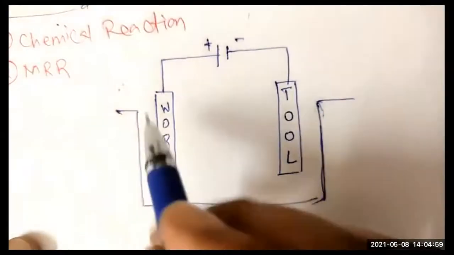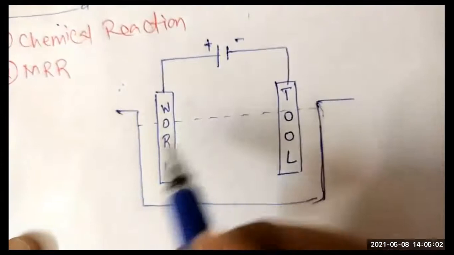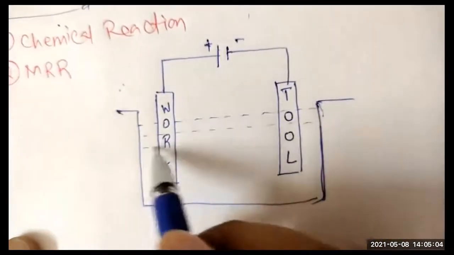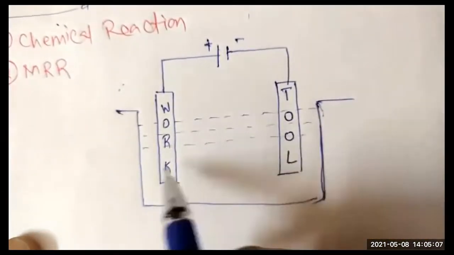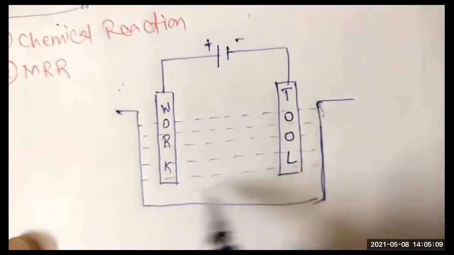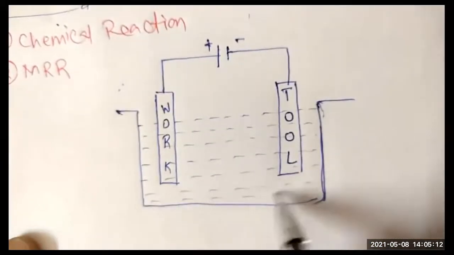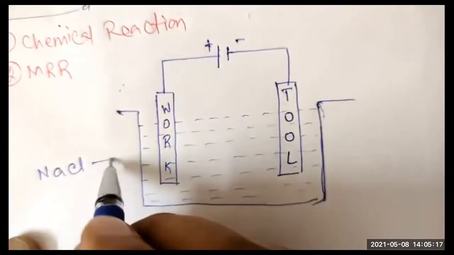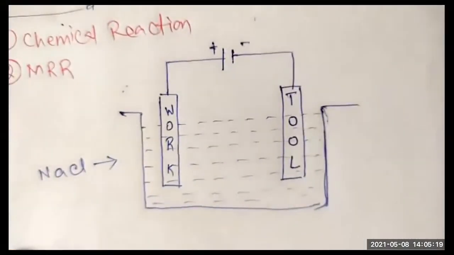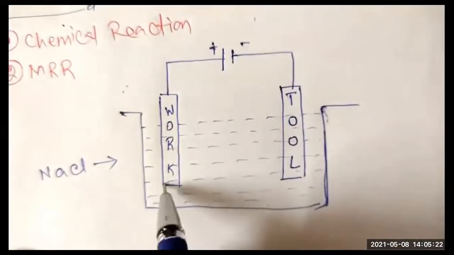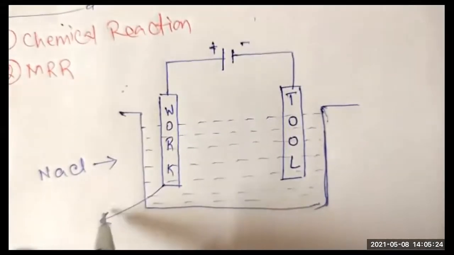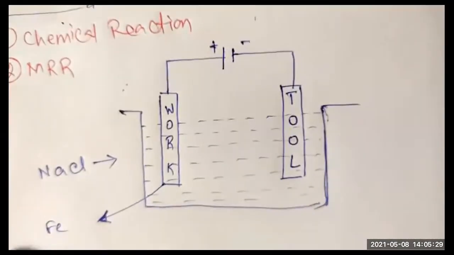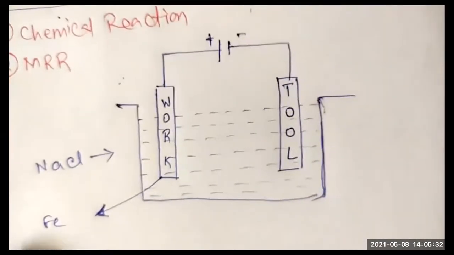Let us consider that we have used an electrolyte, which is NaCl in this case. Also consider that the workpiece is made of a ferrous material.